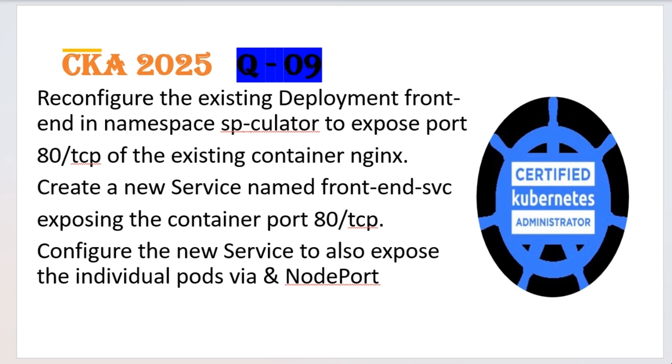The port number is 80 and the protocol is TCP, and then we need to create a new service named frontend-svc exposing the container port 80 over TCP protocol. And the final one is we need to configure the new service to also expose the individual ports via NodePort. The first part is exposing port 80 for the existing deployment, and the second part is we need to create a new service of type NodePort. The name is frontend-svc. That's as simple as it is, right?